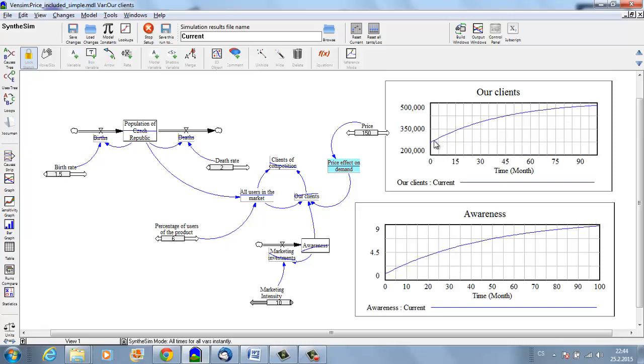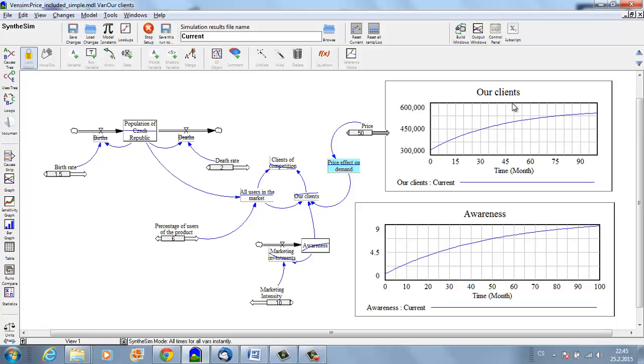But anyway, we see how it is affecting our clients. I see that if the marketing intensity is 1, the number of our clients is decreasing slightly. It's decreasing with the population of the Czech Republic decreasing. But if we invest a little bit more, we see that awareness is being built and also the number of our clients is increasing. If we invest even more, we see that the number of our clients is getting pretty high. Okay, now I'm not moving the price. If I decrease the price, let's say to 50, and I keep the marketing intensity at 10, I see that the number of our clients will get pretty high. And if we get to 600,000, since we said at the beginning that the percentage of users is 6%, I see that we are getting most of the market.